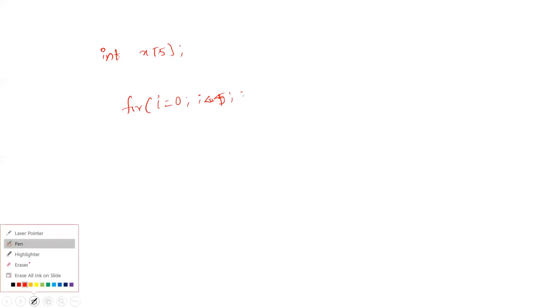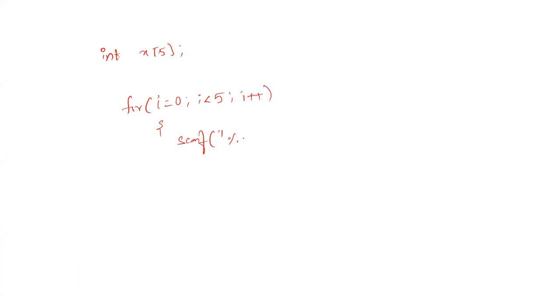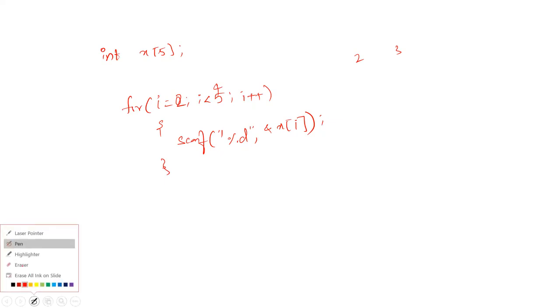Okay. So that means if I'm having int x of 5 to read these 5 variables, I'm going to write for i equal to 0, i less than or equal to 4, i less than 5, sorry. i less than 5, i plus plus, open brace, and scanf percentile d, ampersand x of i, semicolon, close. So this is the statement to read 5 variables at a time. You can customize your variables. You want to read 1 variable, 2 variables, 3 variables, based upon your customization. If you want to read from the second variable to the fourth variable, you write here 2, you write here 4. So you can customize your for loop based upon your requirement, how many variables you want to read.